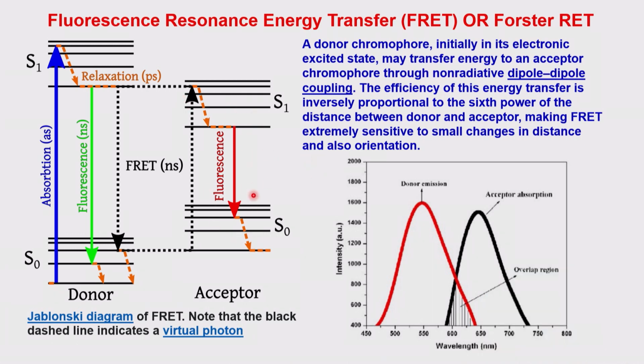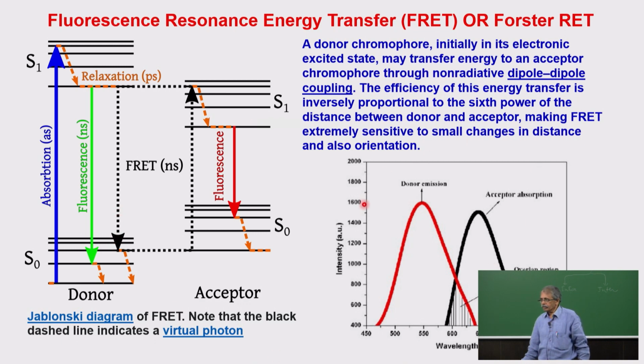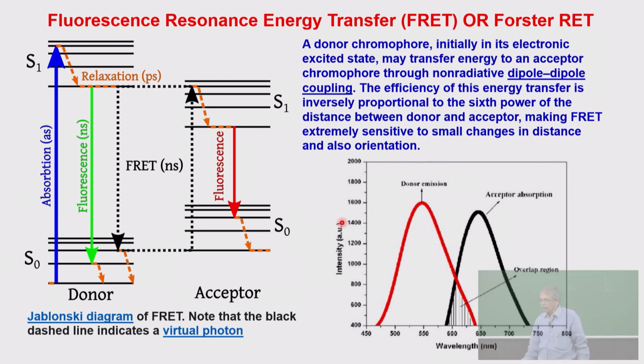Such an emission is referred to as FRET. So fluorescence resonance is happening. That means the fluorescence emission is in resonance with the absorption of the acceptor. The donor emission is in resonance with the acceptor's absorption. That is what it basically means, donor acceptor. So for this, what should be the criteria? If you look at the right side bottom panel, you can see wavelength and intensity. The red one is the emission spectrum of the donor molecule, and the black one is the spectrum for the acceptor molecule.